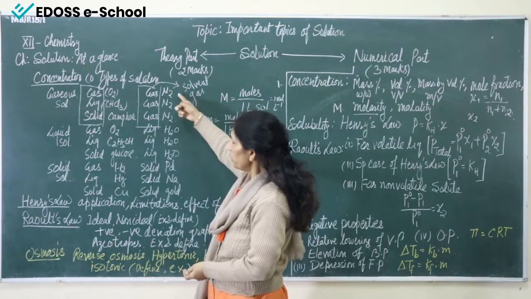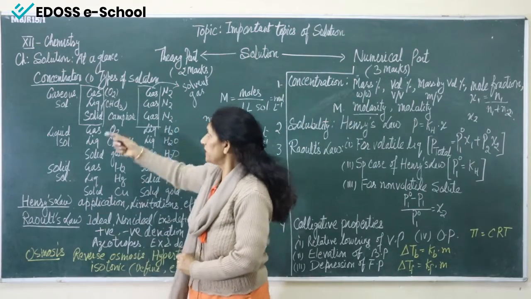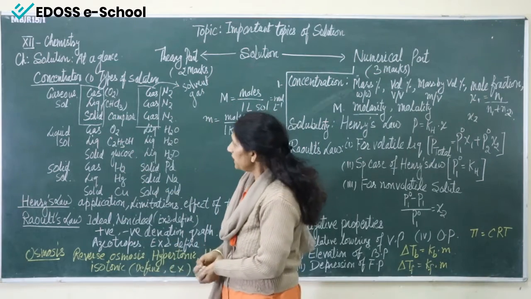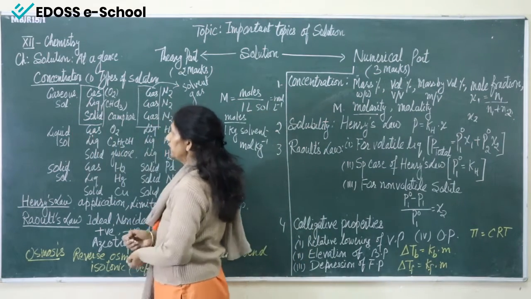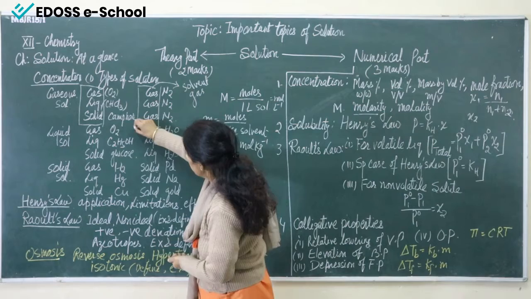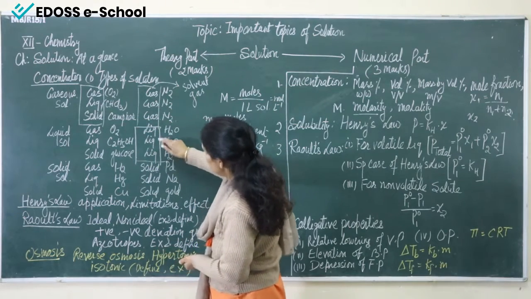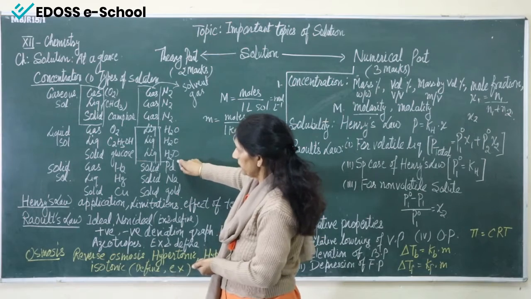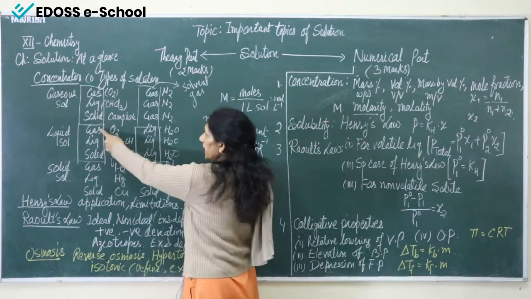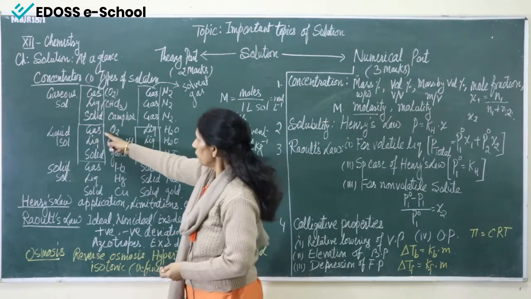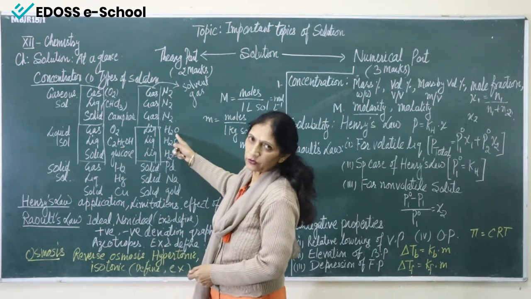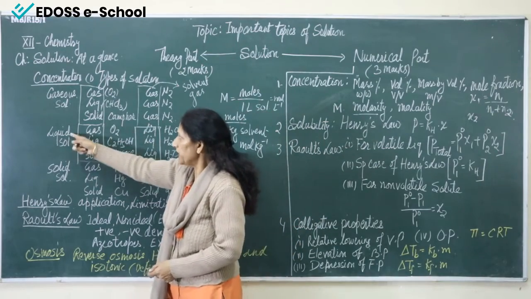If you are taking the solvent the same, but the solute we are taking in gaseous form, liquid form or in solid form. Similarly, if you want to prepare a liquid solution, for liquid solution you can see the solvent is liquid, water we can see, and solute can be in all the three forms: gas, liquid or solid. So if we are taking oxygen and water solution, this will be known as liquid solution.